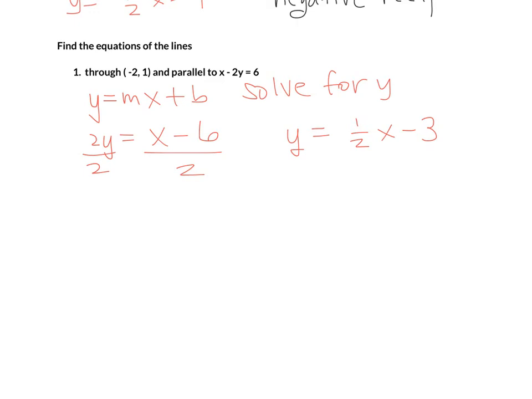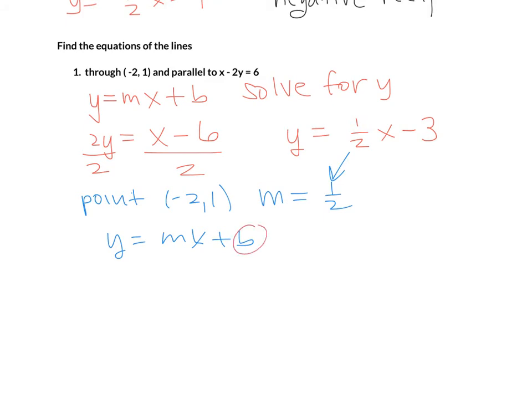So now for the line that we're looking for, we have these two pieces of information. We have the point (-2, 1), and we have the slope. Because they're parallel, we know the slope is going to be the same. So our slope is 1/2. Our goal is to get y equals mx plus b. We do not know b, that's what we need to solve for, but we know the other pieces. We can take the y from the point, which is 1, the slope, which is 1/2, and the x, which is -2, and what we don't know is b.